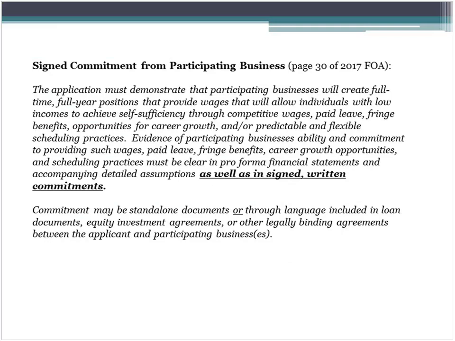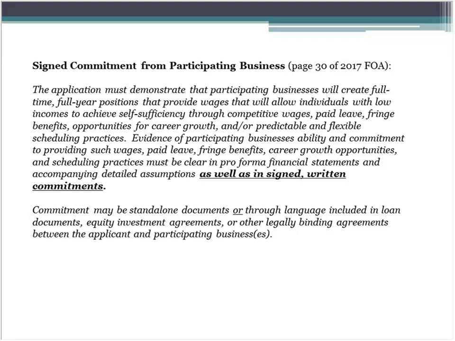So this language, this signed commitment from participating businesses creating the jobs, was new in the last announcement. But basically, however the project is structured, each participating business that's creating the jobs directly would need to provide a signed commitment agreeing to create full-time, full-year positions that provide wages that will allow individuals with low income to achieve self-sufficiency through competitive wages, paid leave, fringe benefits, opportunities for career growth, and/or predictable and flexible scheduling practices.